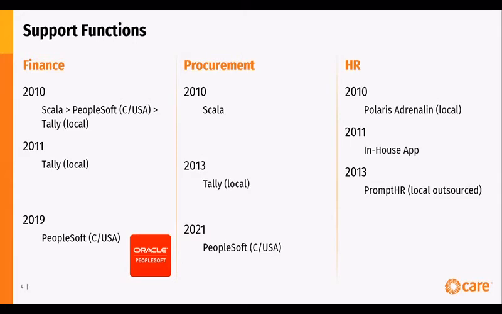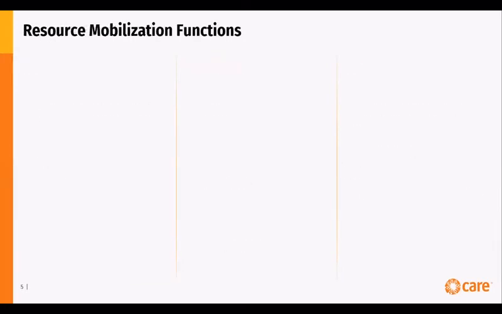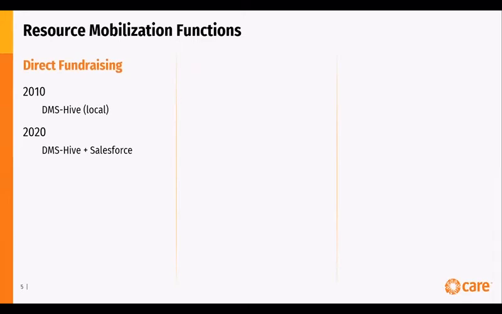Okay, great. So I'll be moving a little fast for the rest of the things. Talking about support functions, we talked about finance, procurement, HR, and now this slide is dedicated to resource mobilization functions, typically direct fundraising, which is individual fundraising. Ten years ago, we were manual, and then somewhere down the line in the late 2010s, we invested in a locally hosted system, which is typically called DMSI. This DMSI system is very popular amongst NGOs, typically in India. So as a natural course of progression, we invested in that system.